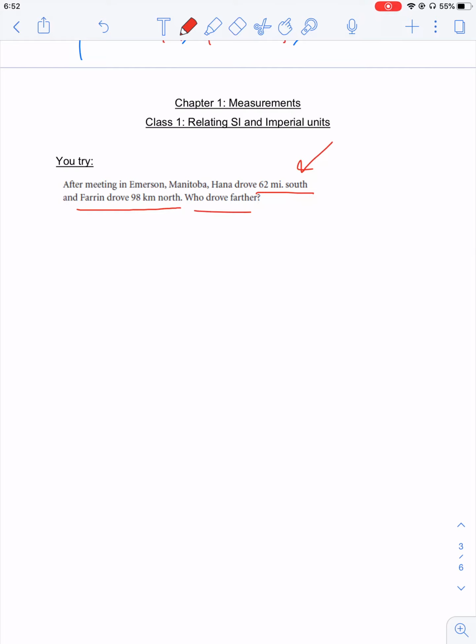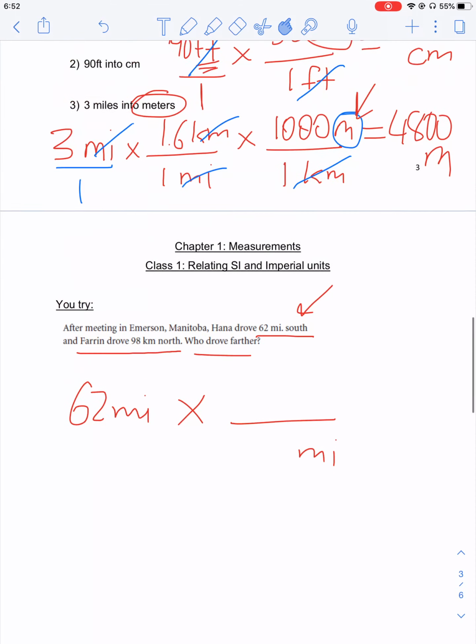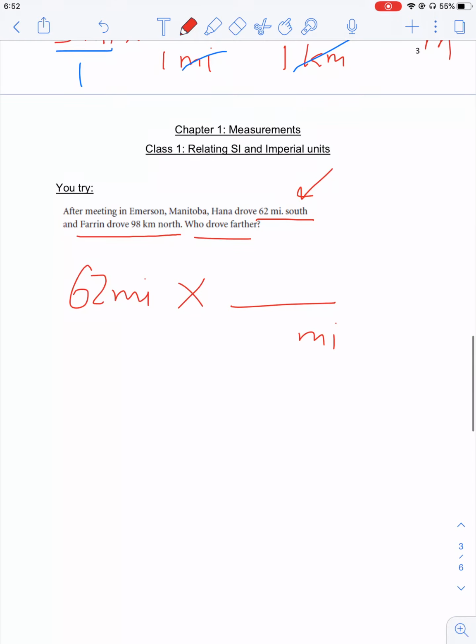Okay, so I have 62 miles times, I need to put miles in my denominator, right? So that my units can cancel. And what I'm gonna do is I'm gonna go back up here and find a ratio that tells me what the relationship is between miles and kilometers. So if you look at your table over here, then you will use this ratio, okay? Because this tells you that 1 mile is actually 1.6 kilometers. So 1 mile is 1.6 kilometers.